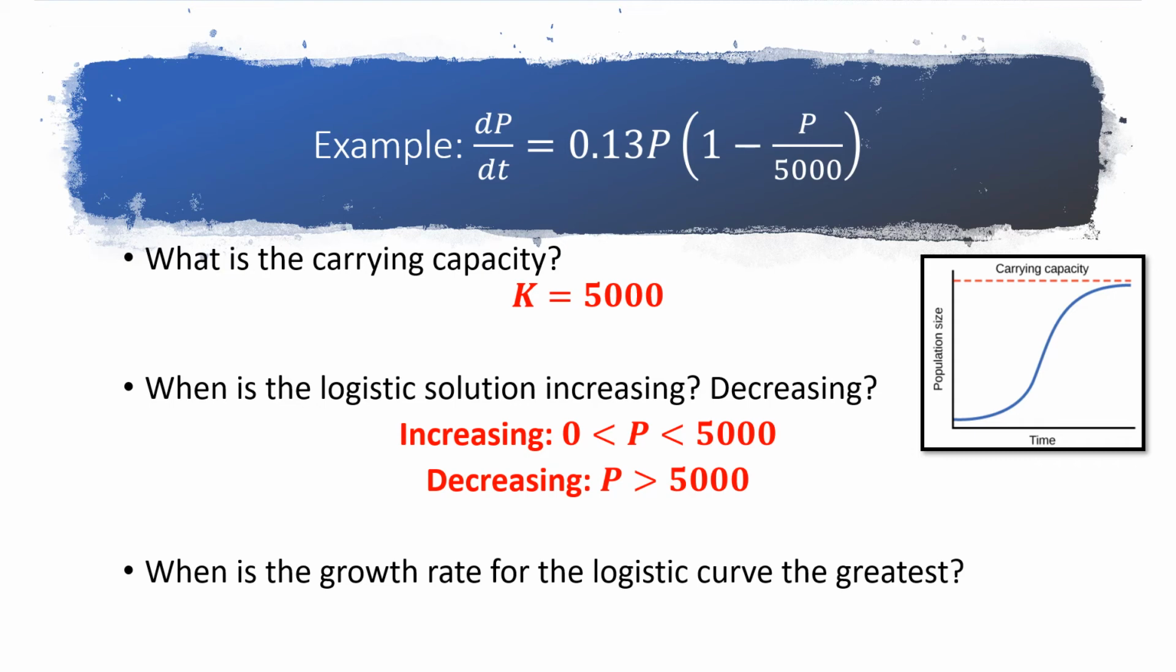And then it says, when is the growth rate for the logistic curve the greatest? Well, the growth rate is always greatest at the halfway point. So if our carrying capacity is 5,000, the halfway point is going to be 2,500. And so that's when our growth rate is the greatest. It's right in the middle of our curve. It's where it has the steepest slope.